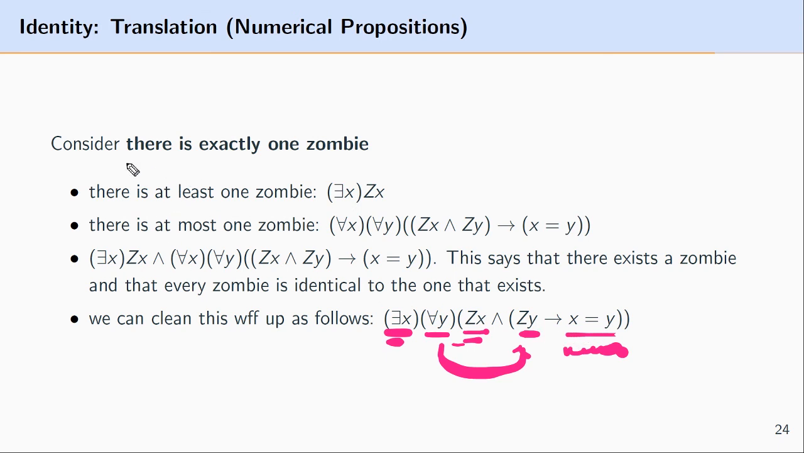So this would guarantee us that there's exactly one zombie because we have at least one, and then for any others that we might attribute the property of being a zombie, it would have the property of being identical to that one thing that exists.